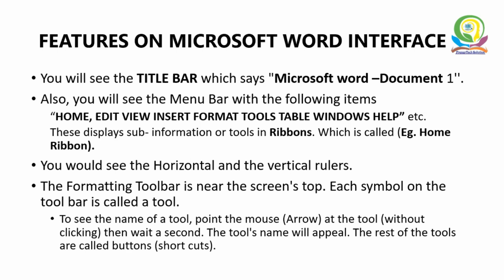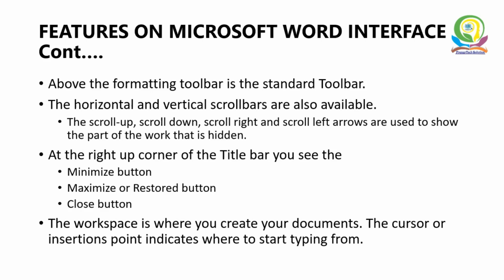Then the format toolbar is near the screen top. Each symbol on the toolbar is called a tool. So you take note that the symbol shapes on it are all tools, shortcut tools that, when you click on them, will take an action on the word or the text that you select. Now to see the name of a tool, put the mouse arrow on the tool without clicking, then wait a second. The tool's name will appear.